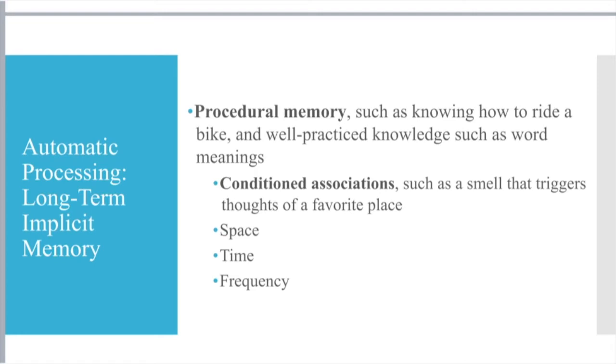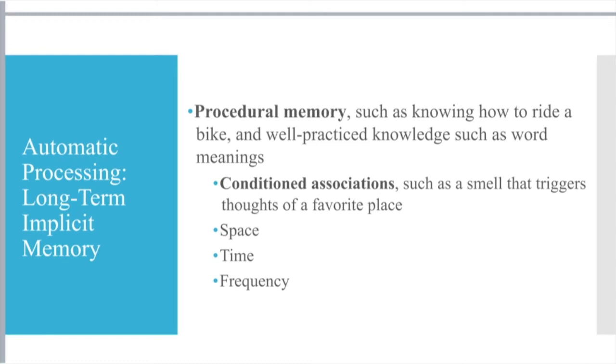We also know that within this we have conditioned associations, such as a smell that can trigger thoughts of a favorite place, right? Remember we talked about the olfactory bulb that went straight through our emotion processing centers in our brains. And so therefore we have stronger associations with smell and memory than we do with other senses in memory. Think of like grandma's snickerdoodle cookies or whatever, and it reminds you of Christmas time. We also know information about space, such as being able to picture where things are after walking through a room would fall under procedural memory.